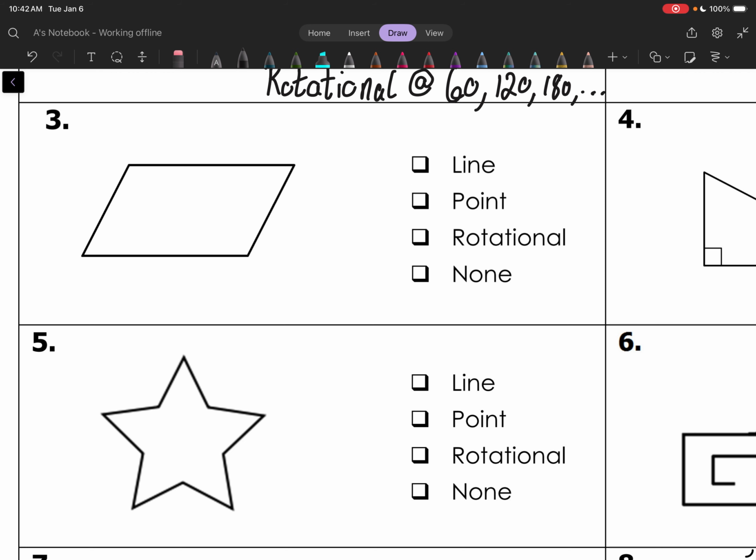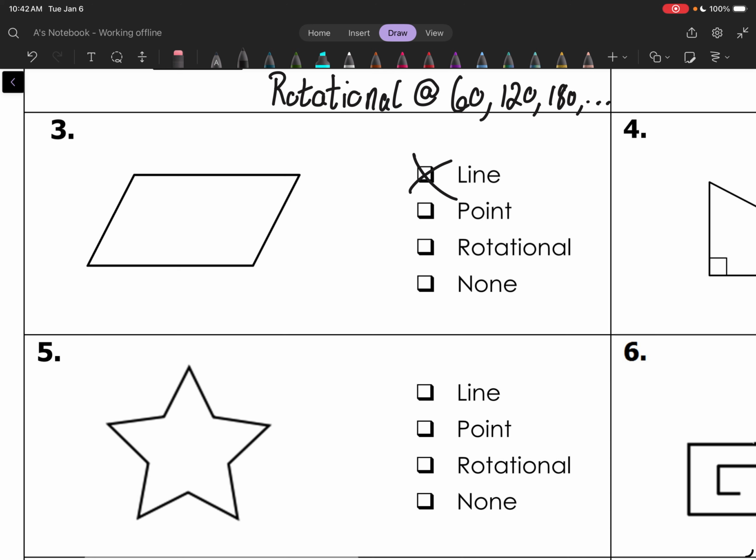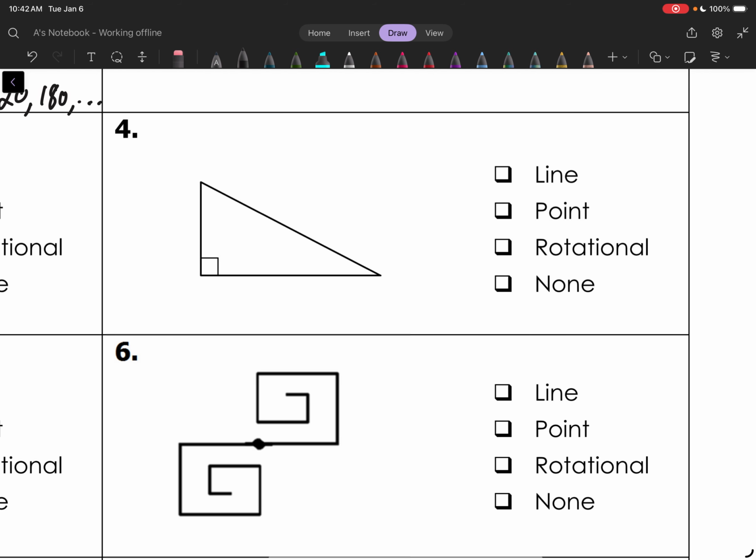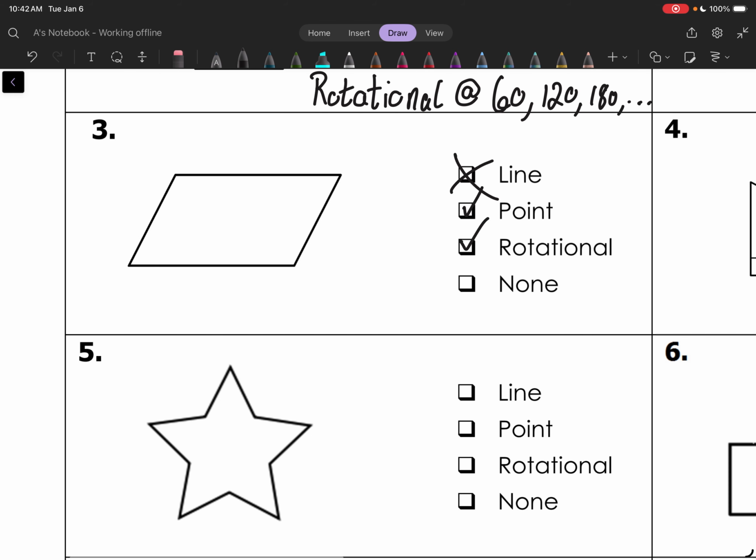For number 3, I do not have line symmetry. If I was to cut this in half, I'd have parts that overlapped off the figure, so there is no line. There is point symmetry. I can flip it upside down, and that is the only time I have symmetry, and it is rotational also. My right triangle, I can't have line, I don't have point, and I don't have rotational. I have no symmetry in this.